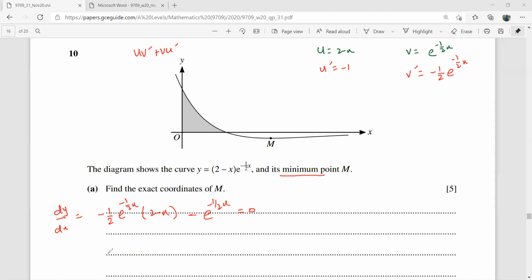Okay, so e raised to power minus half x, and this minus half, I'm going to take it as common. This is 2 minus x, and there is going to be plus 2.